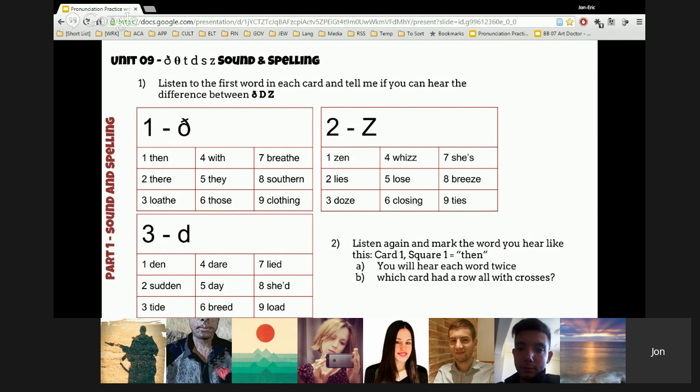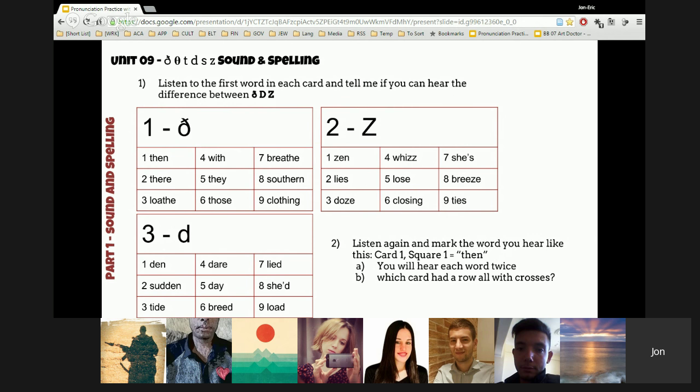Okay, did anyone figure it out? Which was the one that had crosses all the way across the first row? Nobody? I suppose the first card, the first line of the first card. Well, I don't agree. Why do you think so? Wellington, I don't understand your question.